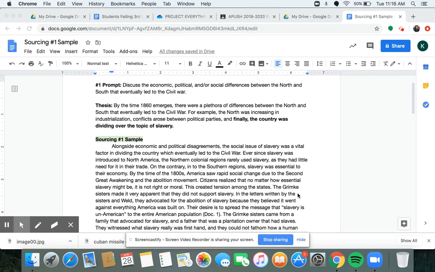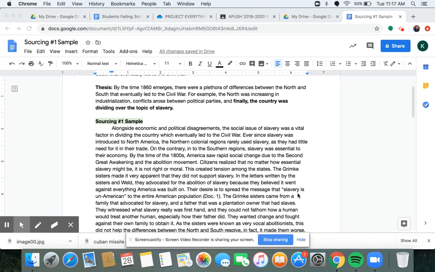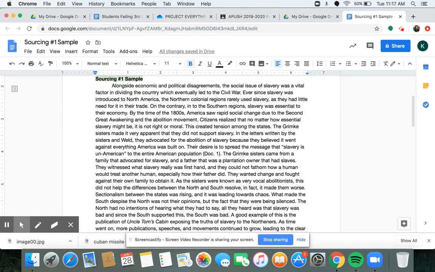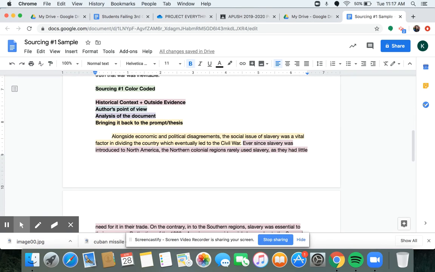Okay, so you guys know the prompt. It's about the Civil War. What were the economic, political, and social differences that led the North and the South to eventually fight each other in that war? I gave you the thesis, and the point that we're talking about right here is the dividing topic over slavery. Okay, so what I did here, hopefully this is helpful, this is the paragraph that correctly sources, and then underneath I color coded all the elements that need to be in this paragraph to get the sourcing point.